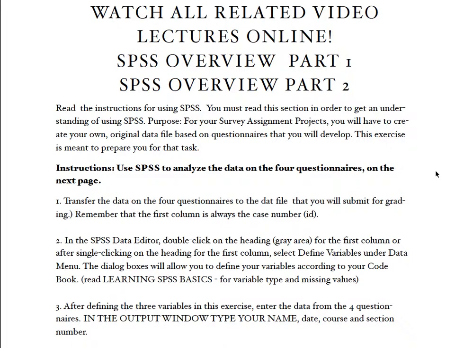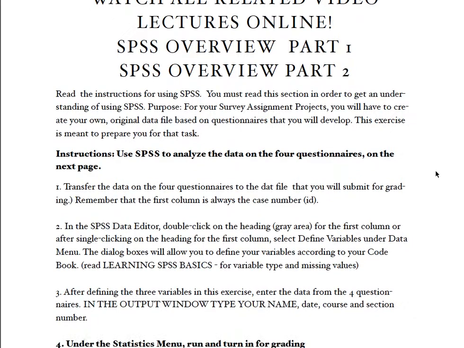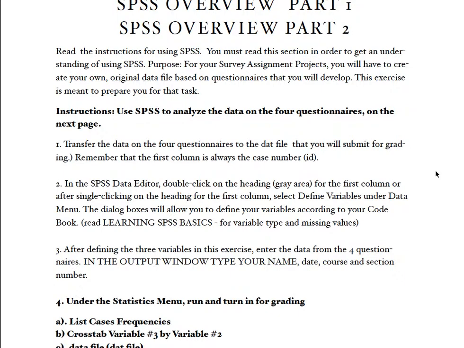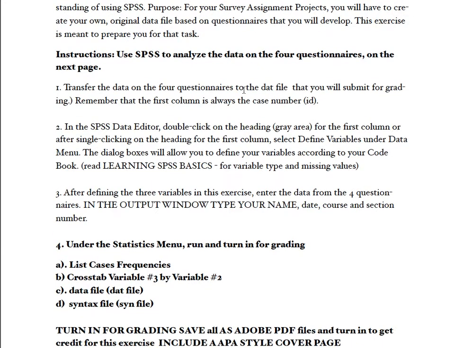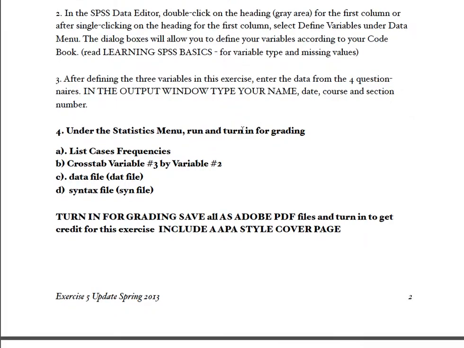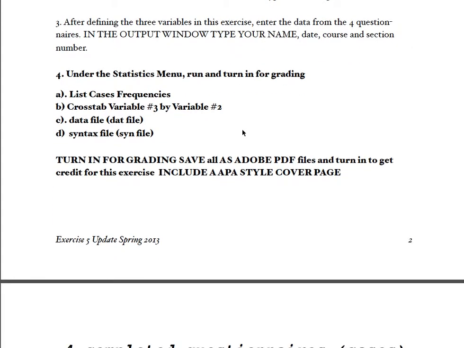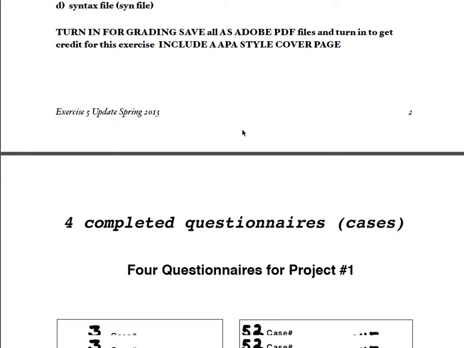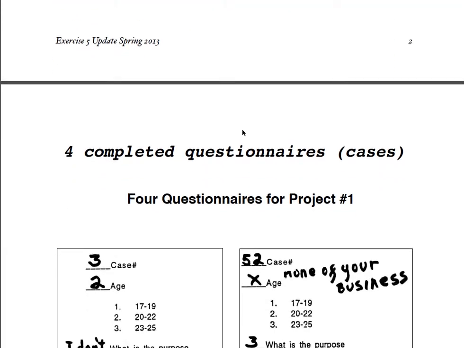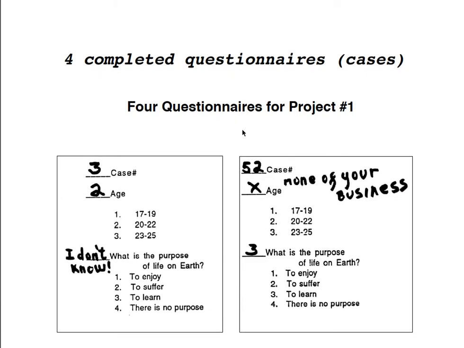Now I have added for you this PDF document, which I'm going through quite quickly. Essentially, to give you an idea of the assignment, you're going to use 4 sample survey questionnaires, and you're going to use SPSS to analyze the data of the 4 questionnaires. You can read through all of this yourself. I don't want to read directly off the page for you today because I want you to look at this on your own. You have these 4 questionnaires in your book.